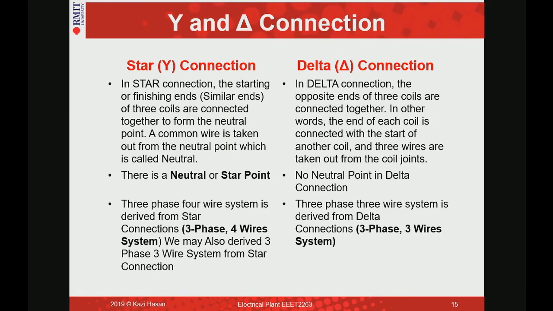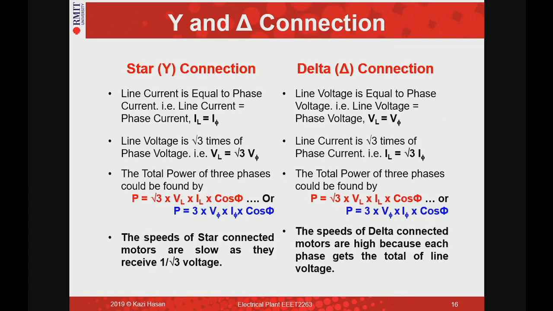I have given some comparison between these 2. As you have seen already, for phase voltage and line voltage there are some differences, but the power calculation is the same. The speed of Y-connected, star-connected motors is a bit slower because in each of the phases the voltage is less than delta. In delta, the phase voltage is equal to line voltage, but here the phase voltage is lower, so each phase gets lower voltage. If you connect a motor in each of the phases, they get smaller or lower speed.